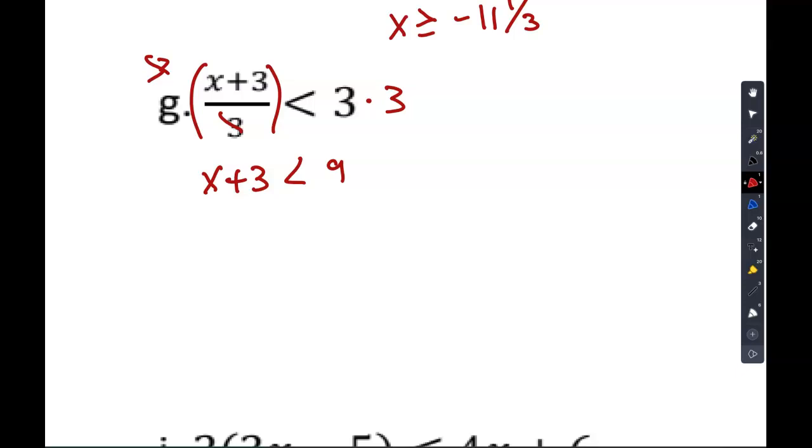Then do the opposite of adding 3 and subtract 3. Notice just because we're subtracting by 3, we're not going to swap the inequality. It's only when you multiply or divide by a negative. Okay? So we're subtracting 3. We're just going to leave it the same. And you have x is less than 6.